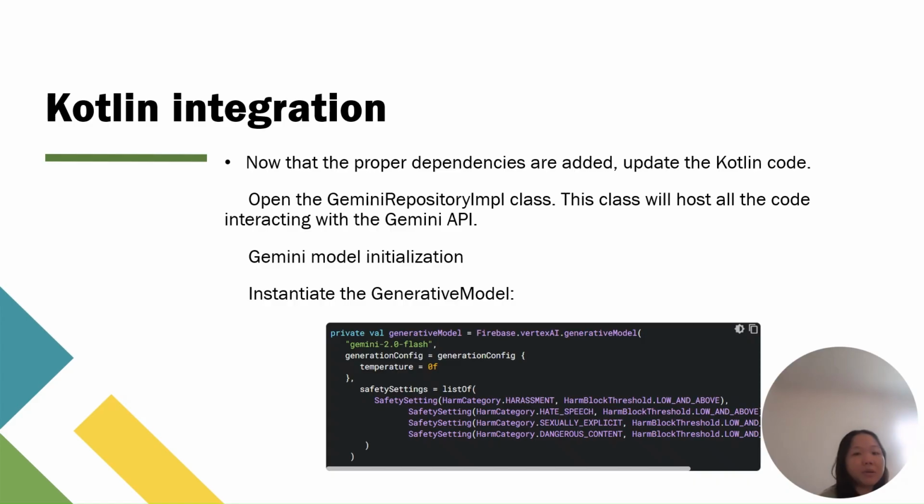Now that the proper dependencies are updated, for the calling code, open the Gemini repository implementation class. This class will hold all of the code interacting with the Gemini API. Gemini model initialization: instantiate the generative model. So this is the code.